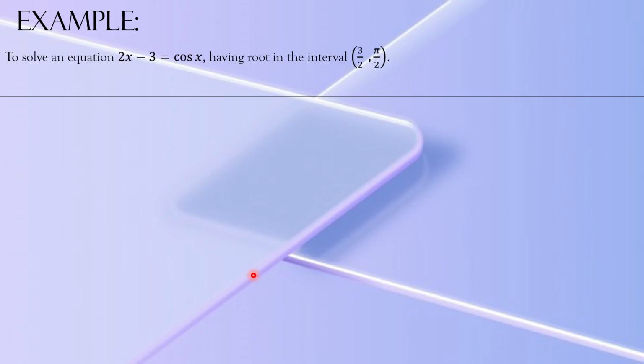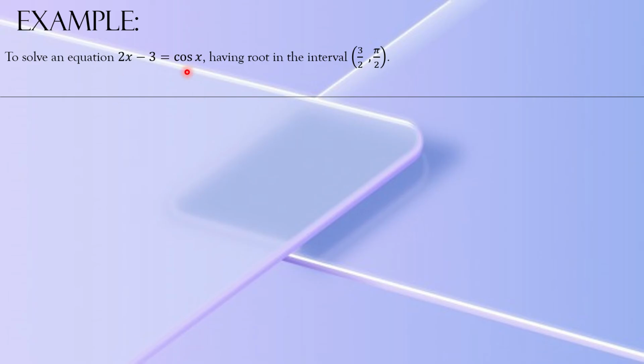So let's suppose we want to solve this transcendental equation 2x minus 3 is equal to cos x. You can take any example. And this equation has a root in the interval 3 by 2 and pi by 2. You can take one value as well, that this equation has a root near, let's suppose, 3 by 2, or we say its root is near pi by 2, or anything between these two numbers.